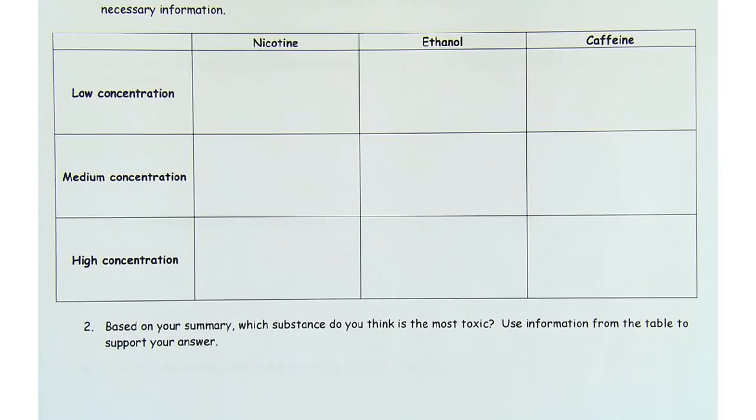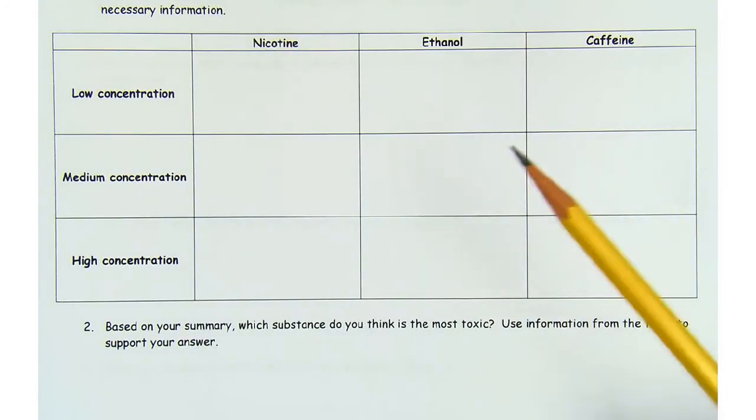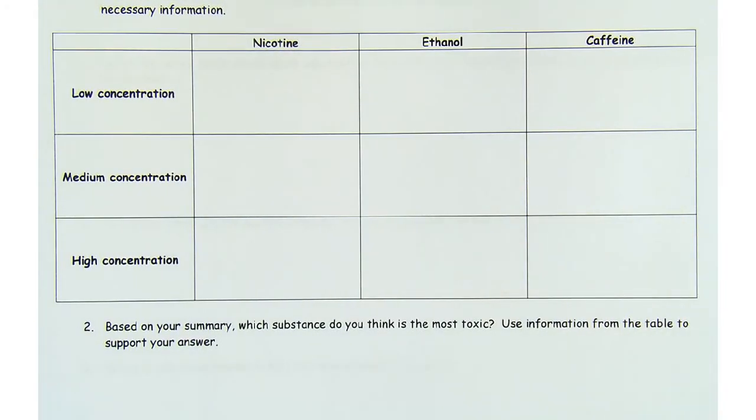For question 2, based on this data table, which substance do you think is the most toxic? We were thinking about how the worms behaved, which was more toxic and something else based on their behavior. Okay, this is a what do you think question. Don't worry about being right.